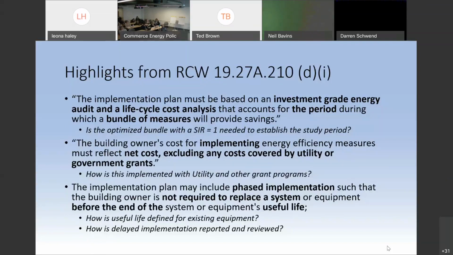You see the word a lot within the law about implementing. This is about the cost associated with implementing these measures. And then they also talk about excluding any costs covered by utility or grant programs. So you're not layering your utility grant into your life cycle cost analysis. It's clearly well defined within the law. They also talk about phased implementation. We talked about how that useful life is going to play into the phased implementation because of this criteria in the law that allows them not to replace something before it's ready to be replaced.